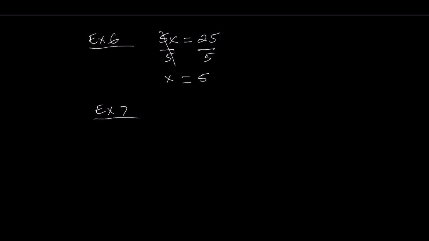Example 7, x divided by 4 equals 6. Multiply both sides by 4. X equals 6 times 4, x equals 24.